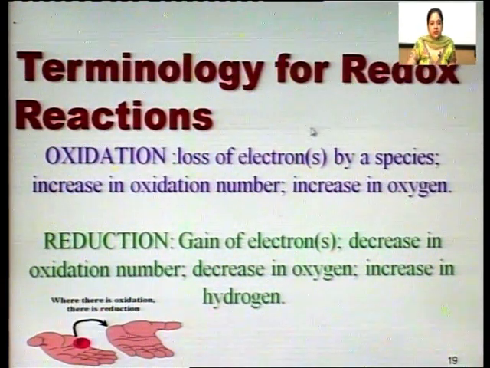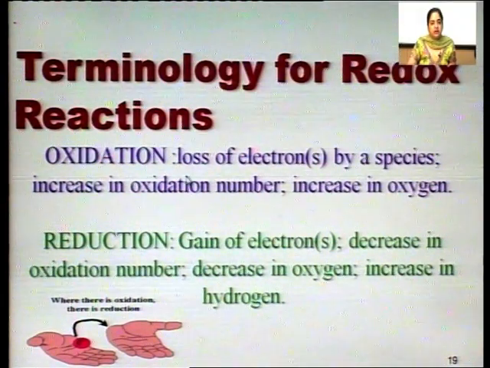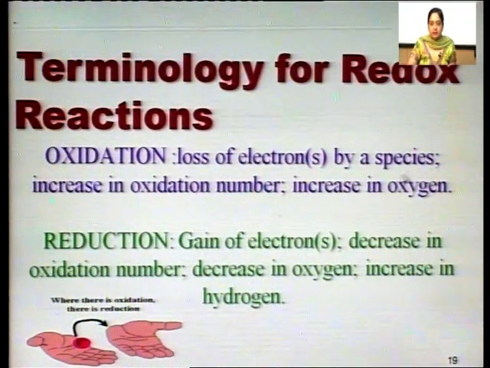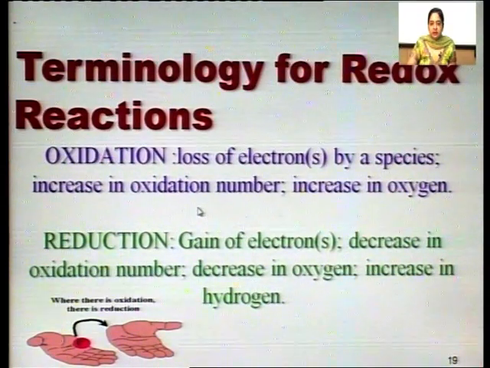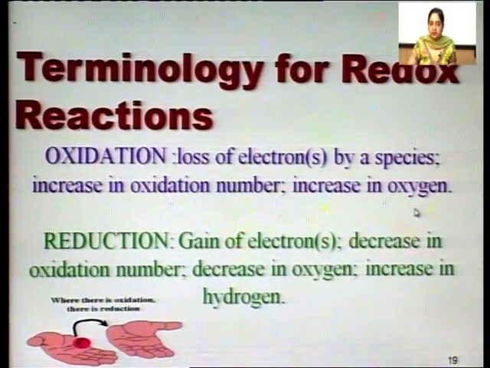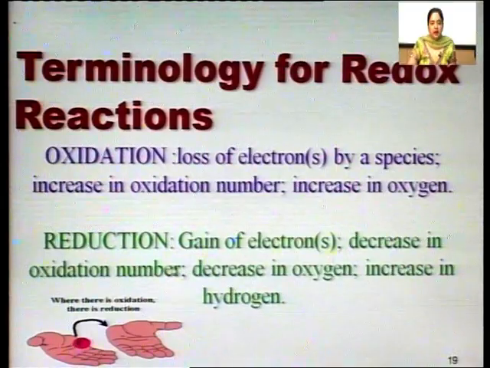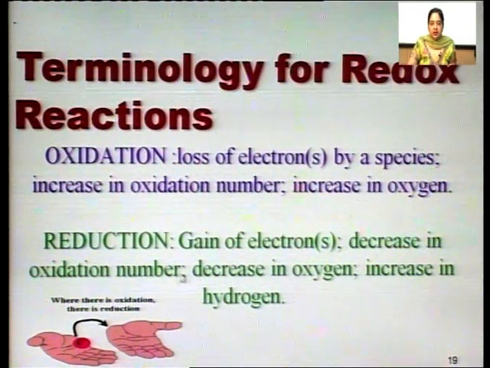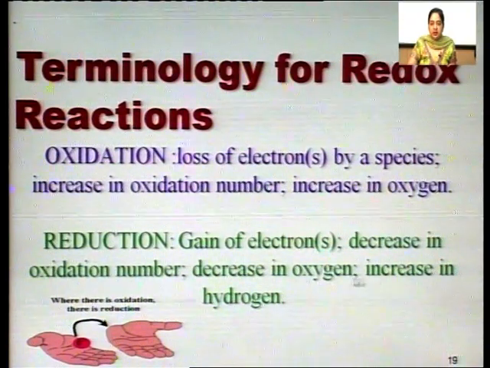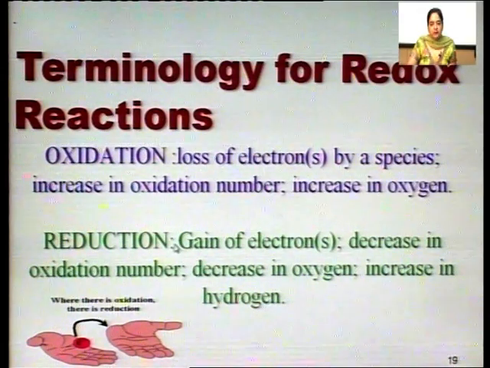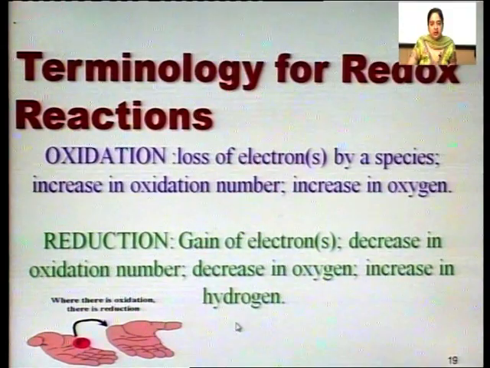Terminology for redox reactions. First is oxidation. What is oxidation? It is the loss of electrons by a species, an increase in oxidation number, an increase in oxygen. Oxidation is the loss of electrons. Reduction is the gain of electrons, a decrease in oxidation number, a decrease in oxygen or an increase in hydrogen. Reduction is the gain of electrons or increase in hydrogen.